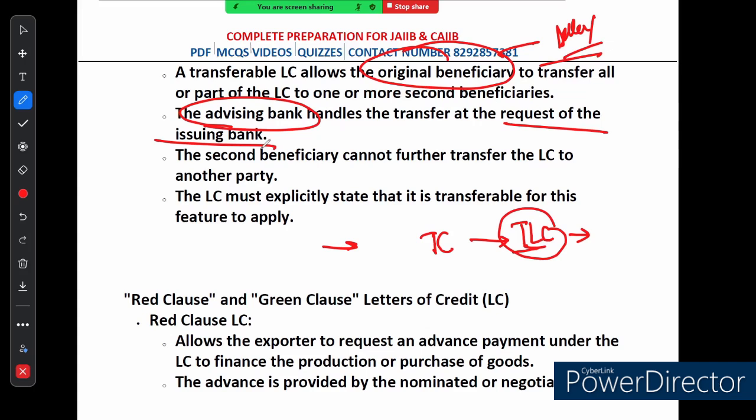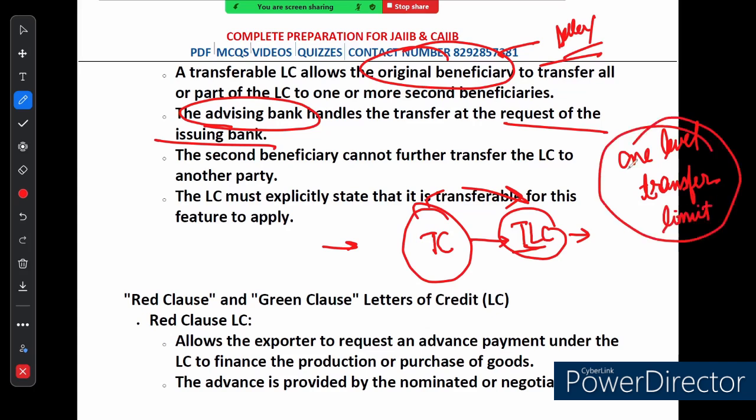It is important to note that the second beneficiary who received the transferred LC cannot transfer it further to another party, right? Already two beneficiaries have come into existence. The first is the original beneficiary and the second is the secondary beneficiary. Now he cannot transfer it further to another party. This is the one level transfer limit. So the key point is one level only, one time it can be transferred. This one level transfer limit helps maintain control and clarity over the transaction. So that's the point: the second beneficiary cannot further transfer the LC to another party.